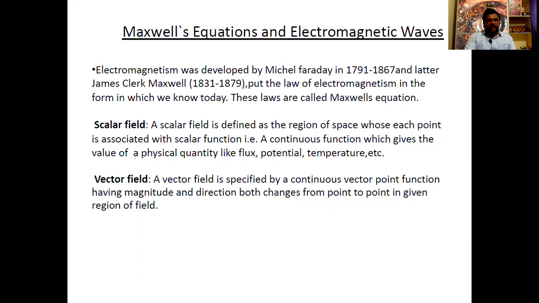So what is a scalar field? A scalar field is defined as the region of space whose each point is associated with a scalar function. So a continuous function which gives the value of a physical quantity like flux, potential, temperature, etc. is called a scalar field.